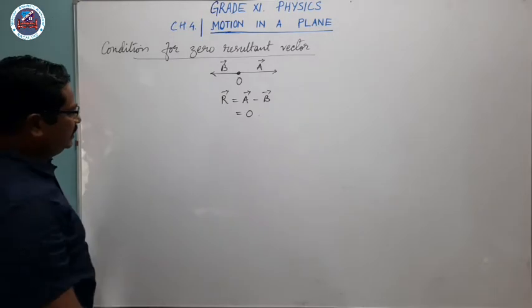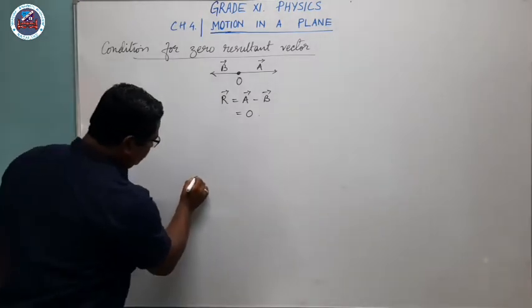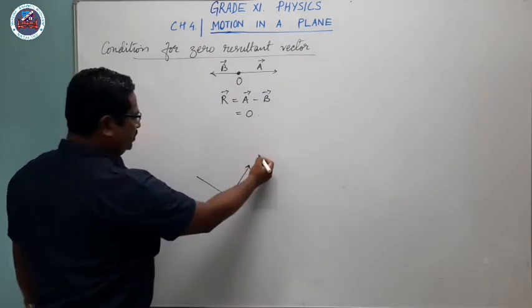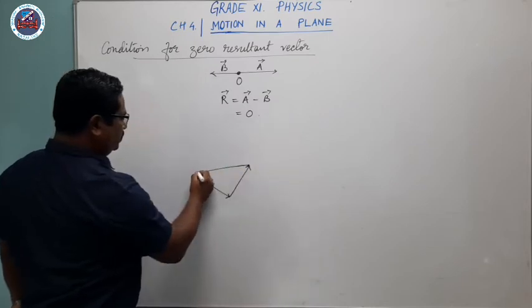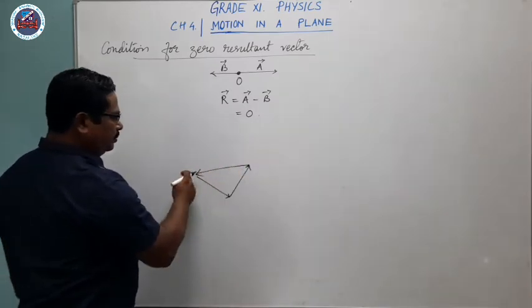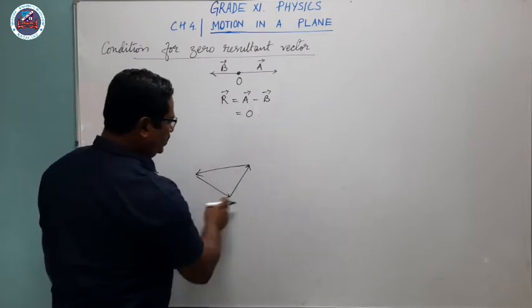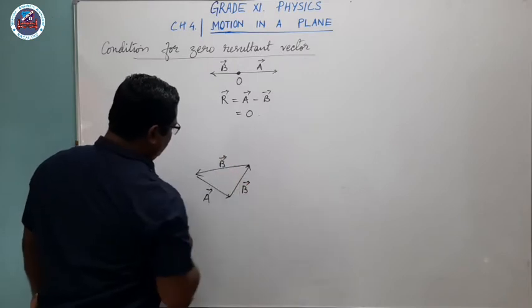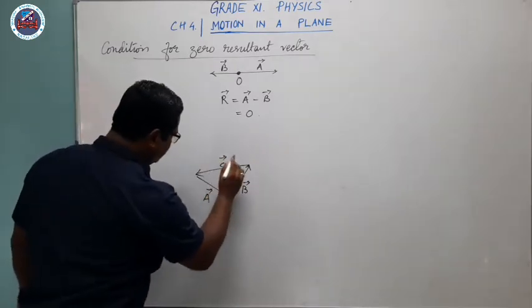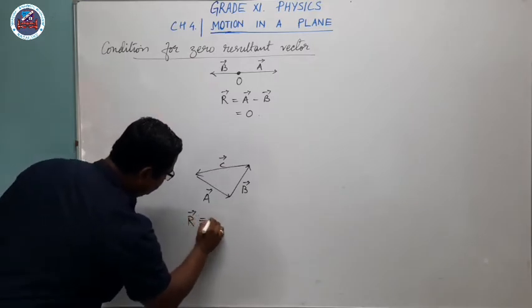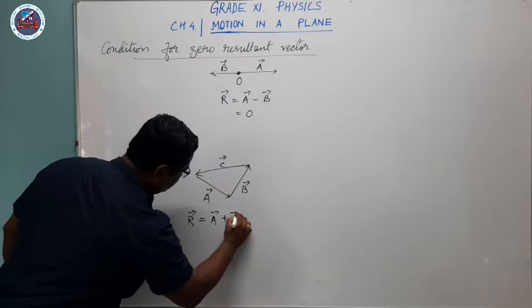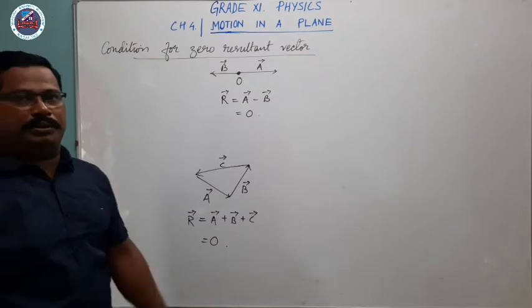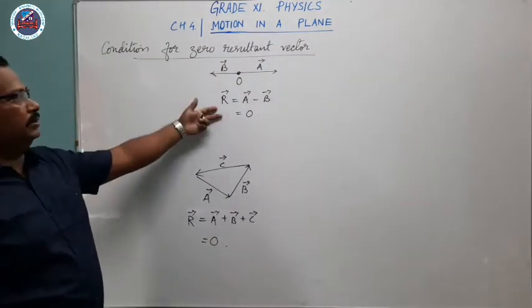The second case is that if more than two vectors are there, pointing in the same direction like this, in the same order, and the closing side of the triangle is also pointing in the same order, all forming one round, you can see. In that case, the resultant vector will be 0. R is equal to A plus B plus C is equal to 0. Then the body will be in equilibrium. There is a state of equilibrium. Here also the body will be in equilibrium.